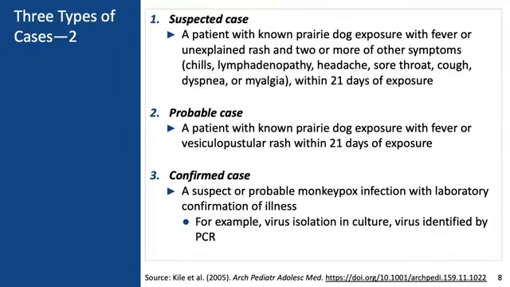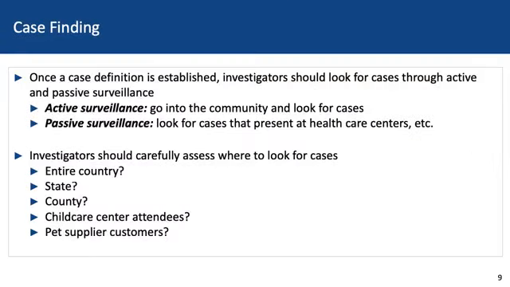The investigators defined 3 types of cases. The suspected case was a patient with known prairie dog exposure with fever or unexplained rash and 2 or more of chills, lymphadenopathy, headache, sore throat, cough, dyspnea, or myalgia within 21 days of exposure. Probable case was a patient with known prairie dog exposure with fever or vesiculopustular rash within 21 days of exposure. And a confirmed case was a suspect or probable monkeypox infection with laboratory confirmation of illness by either viral isolation and culture or PCR.